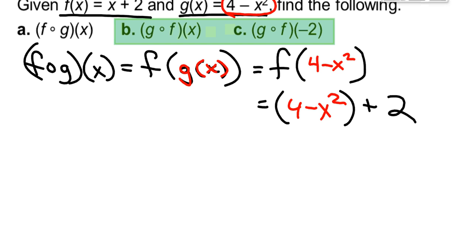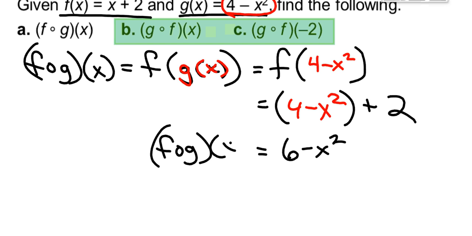So what is that? 4 and 2 we can add together. So we get 6 minus x squared, or negative x squared plus 6. So f composed with g of x is equal to this new rule.